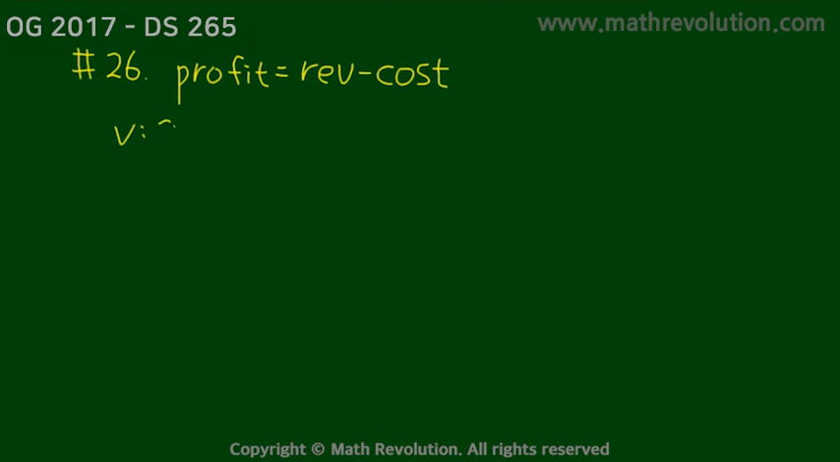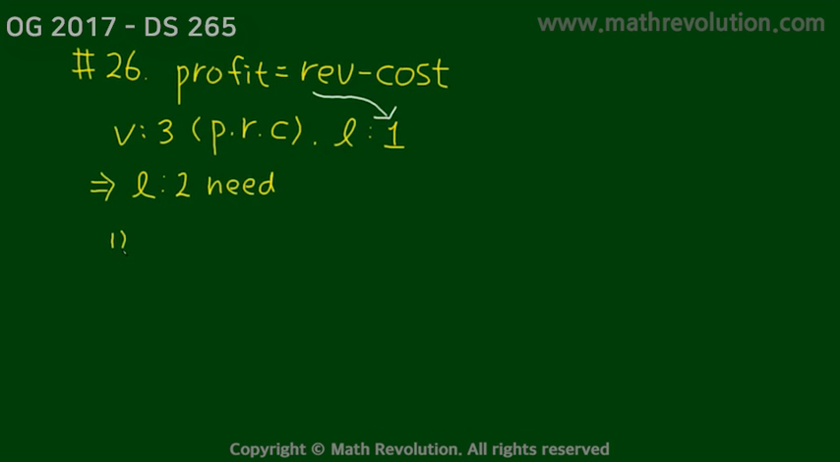Let's take a look at question number 26 on the DS section in 2015 Official Guide for GMAT. Here we want to know something about profit, and usually the equation for profit is revenue minus cost. So we can say that we have three variables here: profit, revenue, and cost, and that we're already given one equation as above. So to solve for the three variables, we'll only need two additional equations.